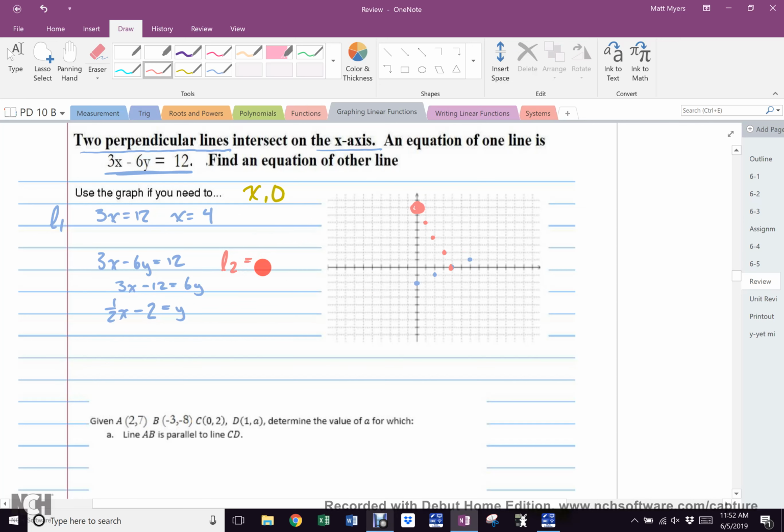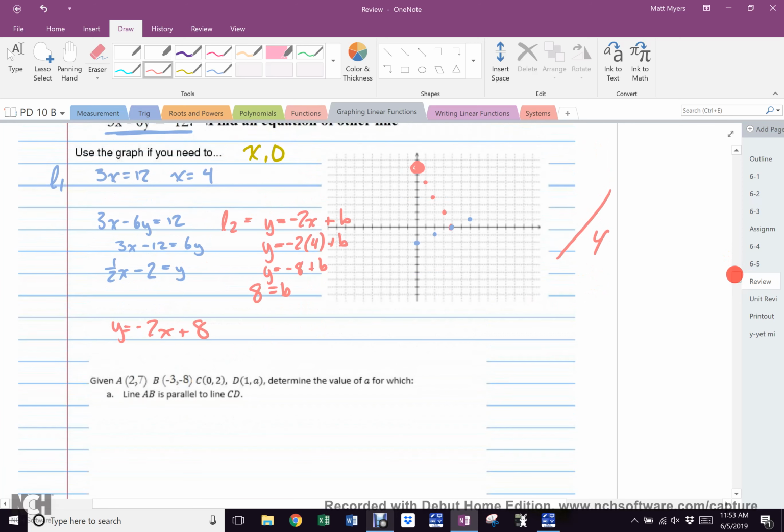Line 2 is y equals negative 2x plus b. Y equals negative 2 times 4 plus b. Y equals negative 8 plus b. B equals 8. There we go. Now we've got it. Y equals negative 2x plus 8. That will be out of 4. You decide how much you should have.